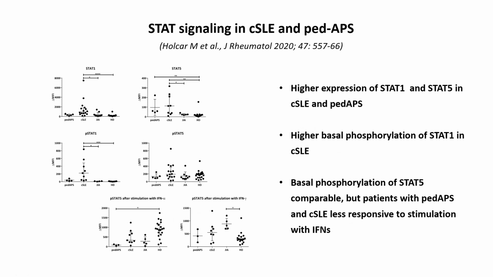Why I'm showing this data: our center is also interested in STAT signaling in patients with childhood onset SLE and pediatric APS. The study that we published a couple of years ago in the Journal of Rheumatology, focusing on STAT signaling, showed that patients with SLE and pediatric APS had higher expression of STAT1 and STAT5, as you can see on this slide, compared to healthy controls.